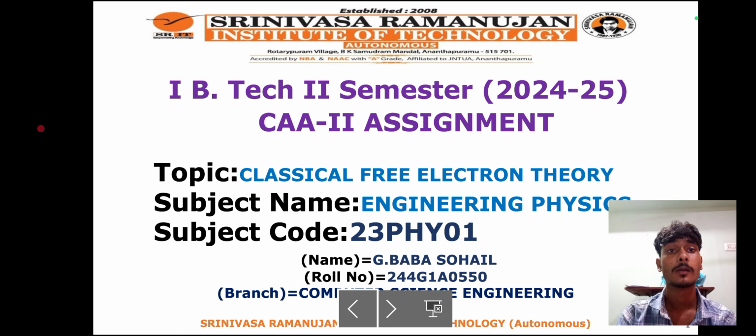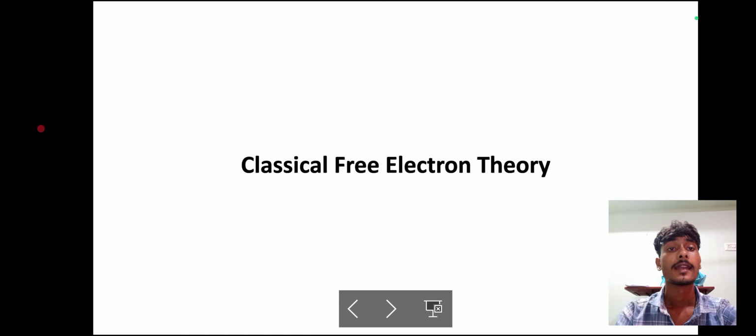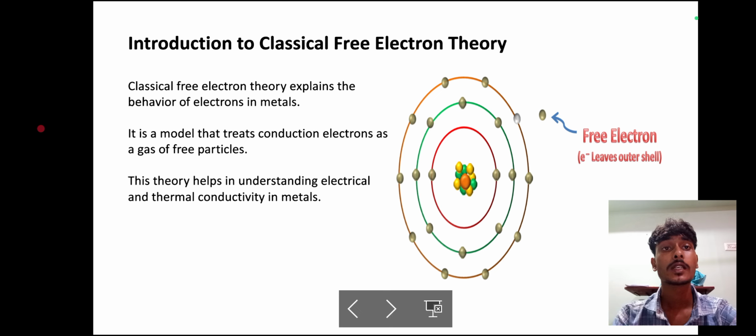My topic is about classical free electron theory. Introduction to classical free electron theory. Classical free electron theory explains the behavior of electrons in metals. It is a model that treats conduction electrons as a gas of free particles. This theory helps in understanding electrical and thermal conductivity in metals.